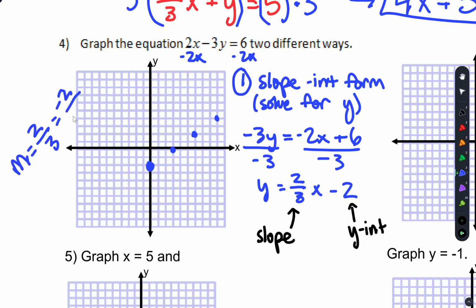2/3 is the same as negative 2 over negative 3. So I can go down 2, backwards 3, down 2, backwards 3, down 2, backwards 3, until I've got enough points to kind of cover my graph here.